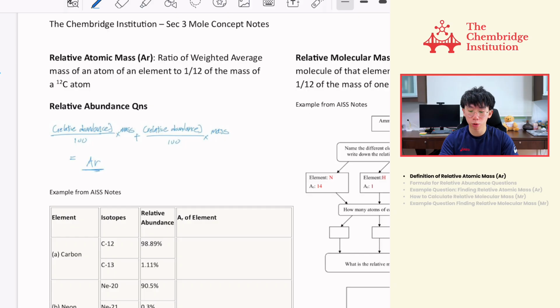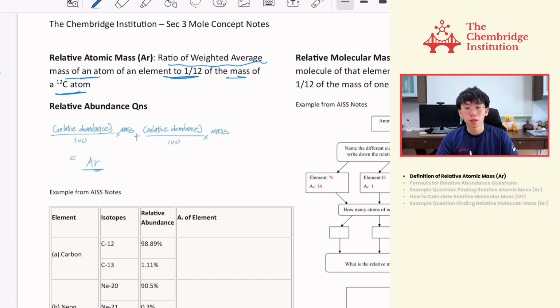Relative atomic mass is the ratio of the weighted average mass of an atom of an element to 1/12 of the mass of the carbon-12 atom. So why do we compare to 1/12 of the mass of a carbon-12 atom? It's because back in the day, they realized that carbon is one of the most accurate in terms of mass relative to grams. So 1 mole of a carbon-12 atom was found to have 12.00000 and then a few decimal places, but it's very close to 12 grams itself. So everything was weighed relative to this carbon-12 atom. You can think of it that way.